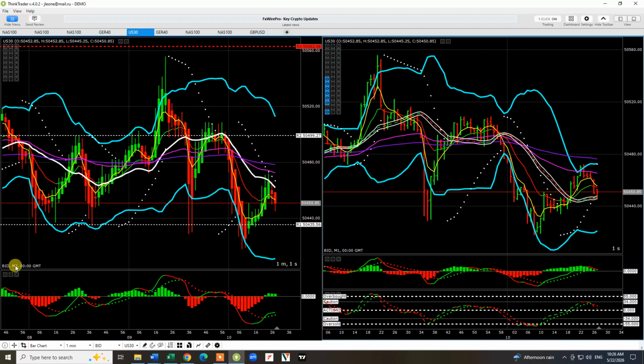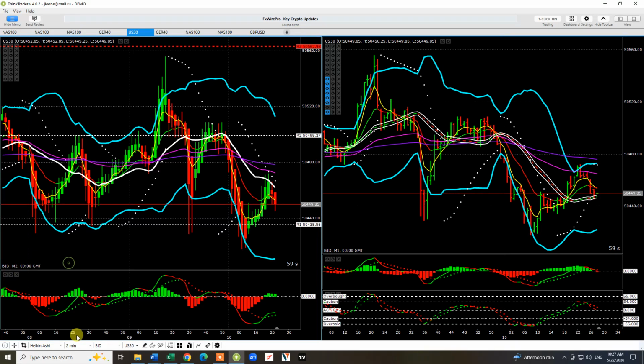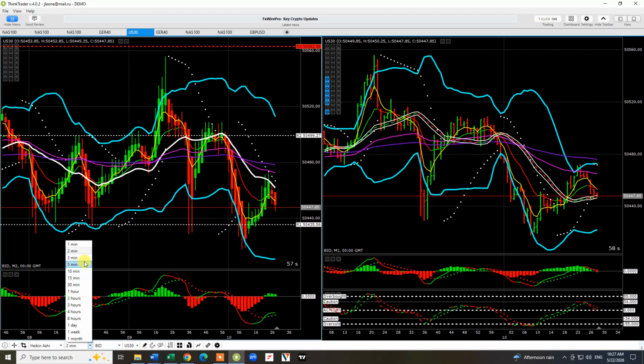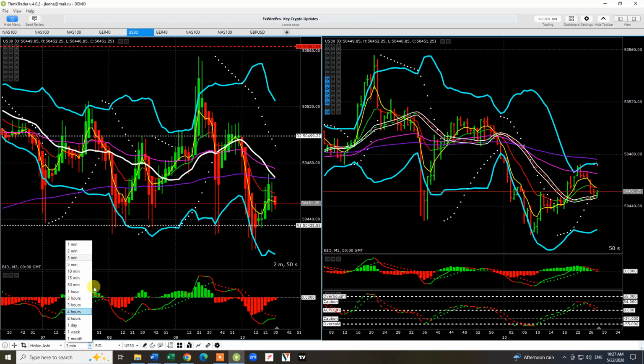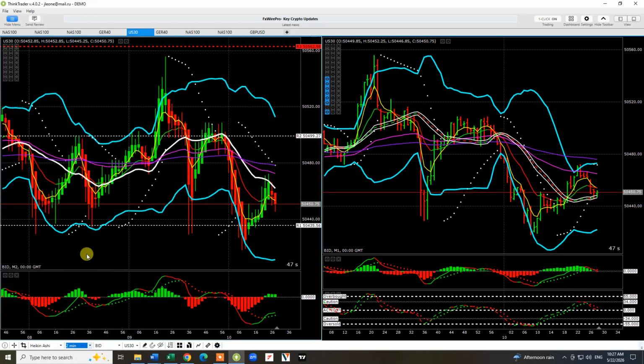Here I've got a 2-minute, but you could indeed make this higher time frame a 3-minute. If you're going to make it a 2 or a 3-minute, then it is okay to have Heikin-Ashi bars on there. It's not okay really to have Heikin-Ashi bars on a 1-minute. It's not effective. It doesn't do what you think it might do.